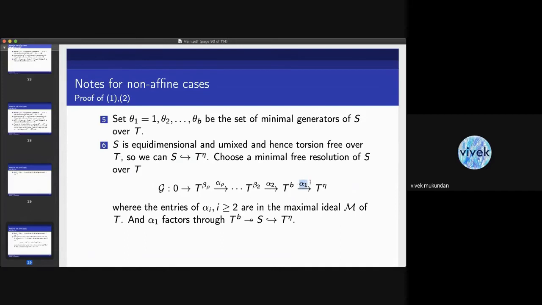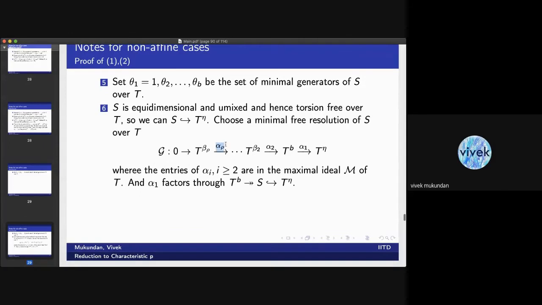And you have an extra map alpha 1, which is a composition of T to the D onto S and S inside T to the eta. So T to the D to S is the cokernel map of alpha 2, and S sits inside T to the eta also. Okay, so these entries in alpha are actually in T. Therefore, they can be written in terms of the x's. Therefore, you have to make sure that they are also inside R naught.